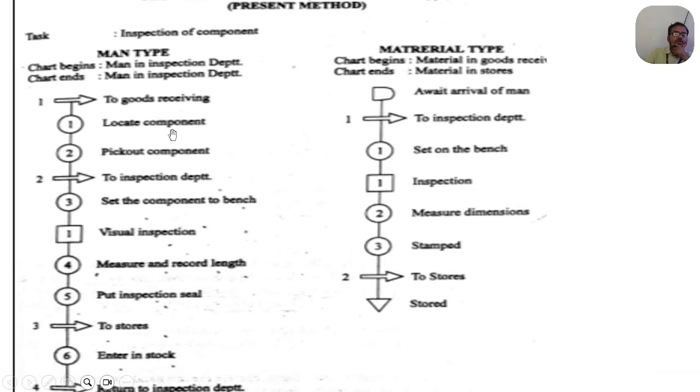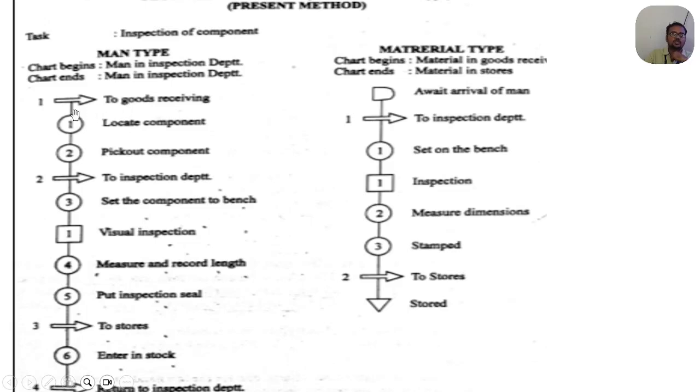Similar to your outline process chart, your flow process chart is also denoted by the operations on the right side and the corresponding numbers, the time taken, on the left side. You could see that the first thing, the man type, only deals with recording the activities of a particular person. Here the man refers to the worker who is involved in the process.